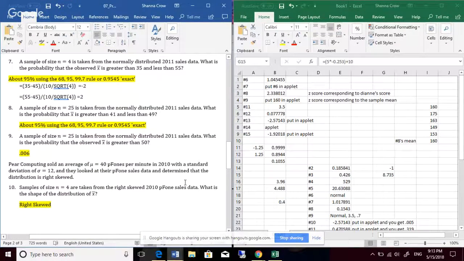Normally distributed, what is the probability that the percentage is greater than 35 and less than 55? Is this the visualization one? This one I think you'll have to do by math, but it's the exact same one that you did earlier. Okay.